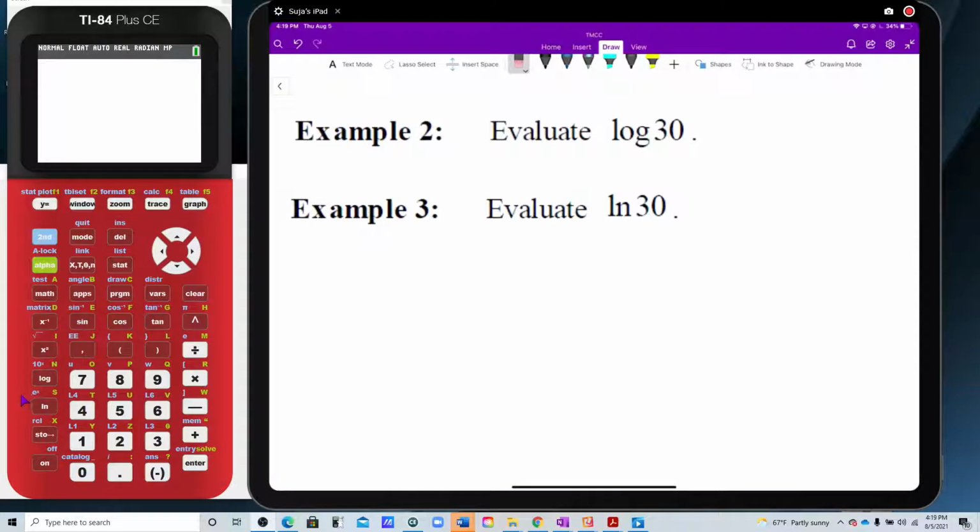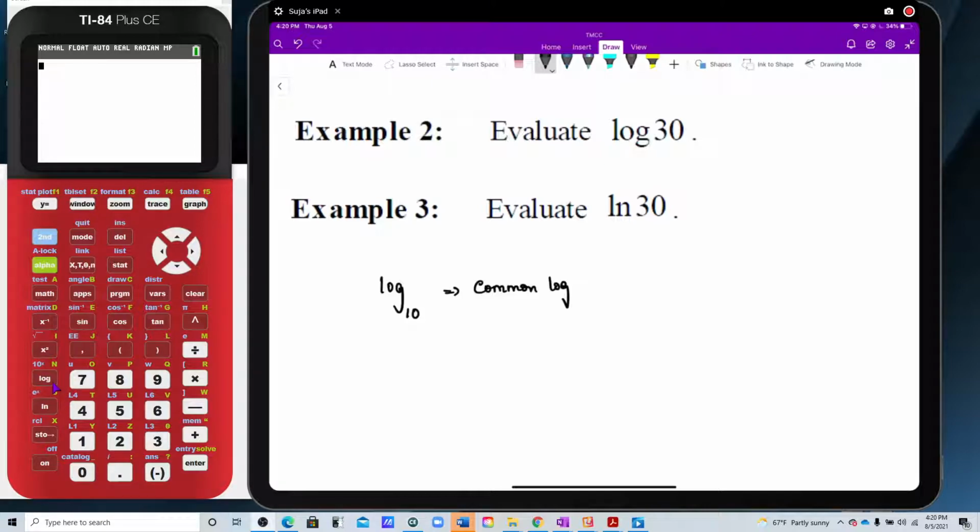In this example, you are given two simple logs and they're asking you to find the value of it, or evaluate the value of it. One of the very important things you need to know in this section is when you see a log with no base, it's always understood the base is 10. And if the base is 10, then we call this a common log. And if it's a common log, then I can use this log button in my calculator.